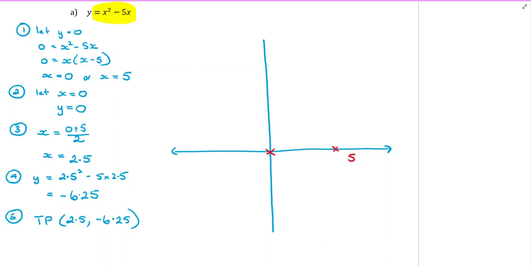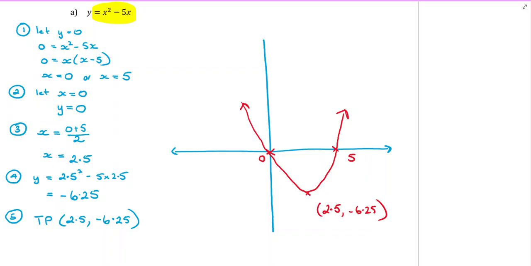And my turning point is 2.5, which is directly in the middle of my x-intercepts, down to negative 6.25. So that point there, and again, not to scale, but because I'm labeling everything, that doesn't matter. So 2.5, comma, negative 6.25. And my parabola looks like that, with my x and y intercepts and my turning point labeled.